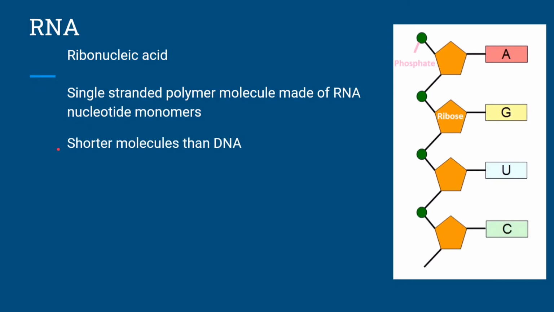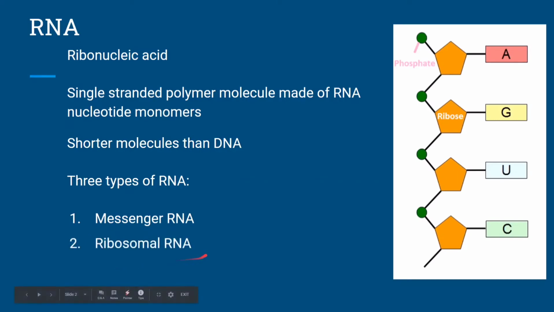So RNA molecules are shorter than the DNA molecules. And there are three types of RNA, and these include messenger RNA, ribosomal RNA, and transfer RNA. But you'll be learning more about what they are and what they do later on.